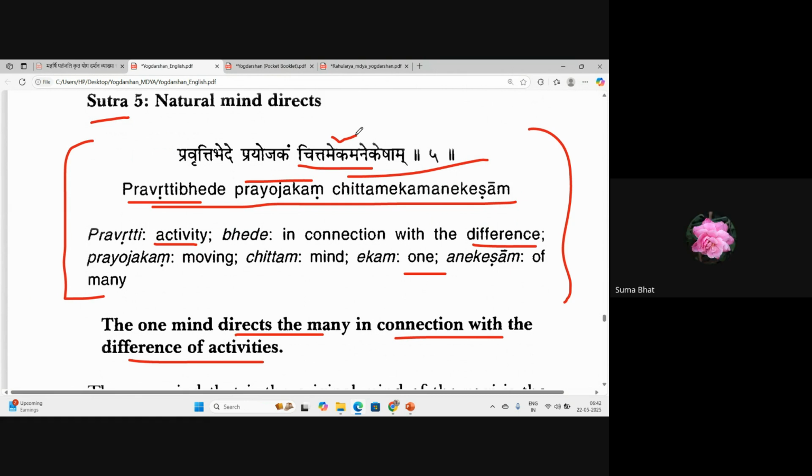Sir, actually, the fifth sutra is Pravrutti Bhede Prayojakam Chittam Ekam Anekesham. So here it says there are several activities of the mind, but there is a single mind which controls all the activities. As you explained, there may be several chittas. Ravana has 10 heads, and during the war Ram got confused about where to hit Ravana. So there may be several, but there is only one chitta which is controlling the different forms of chitta. Very good, ma'am.